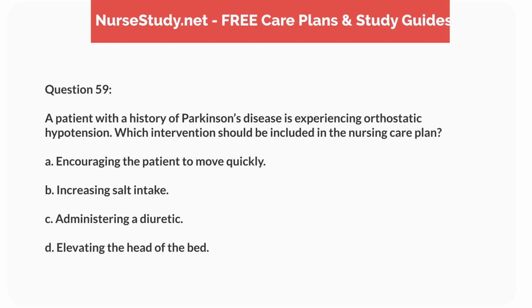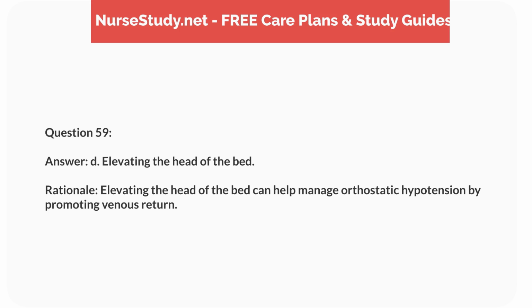Question 59. A patient with a history of Parkinson's disease is experiencing orthostatic hypotension. Which intervention should be included in the nursing care plan? A. Encouraging the patient to move quickly. B. Increasing salt intake. C. Administering a diuretic. D. Elevating the head of the bed. Answer: D. Elevating the head of the bed. Rationale: elevating the head of the bed can help manage orthostatic hypotension by promoting venous return.